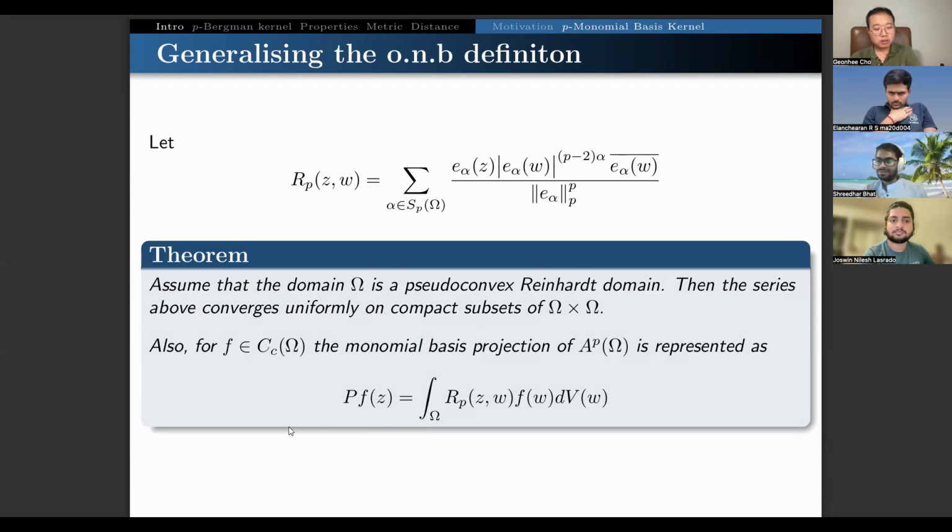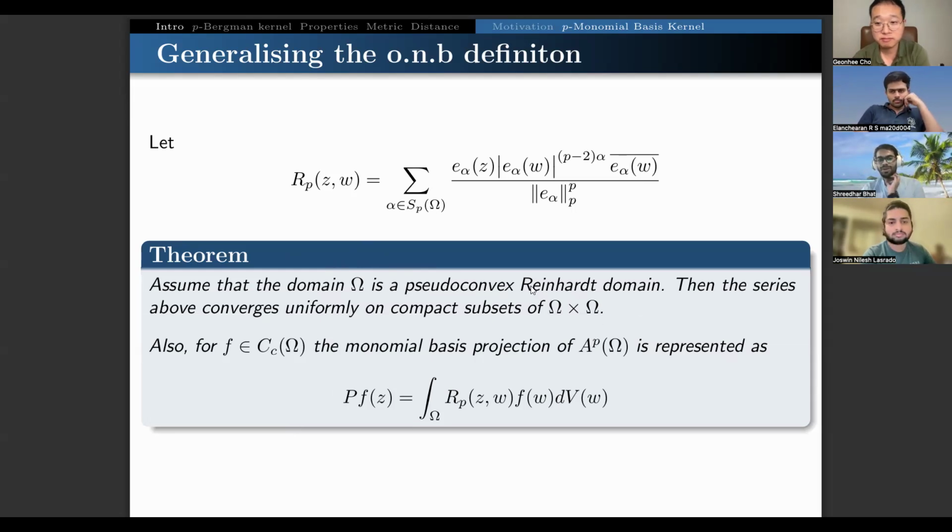Any questions? So for the Bergman kernel, we always want to mention that it should be independent of the choice of orthogonal basis. Are we expecting such a property here? No, no. That is why this is called the monomial basis kernel only. I see, with this monomial basis only. Got it, thanks. Any other question?